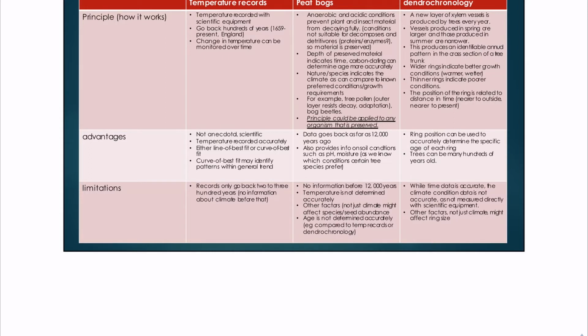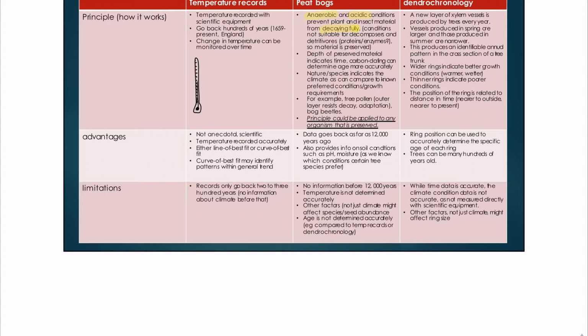Temperature records is basically what it says on the tin. Temperature has been recorded using specialized instrumentation over time, and then those records have been kept to see whether the temperature has been changing over time. Okay. With regards to peat bogs, the idea is that peat bogs have very anaerobic and acidic conditions. Okay, and these conditions prevent plant material from being decayed and decomposed.